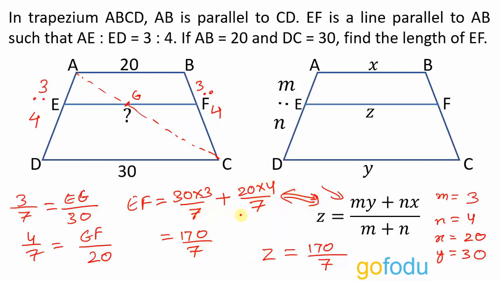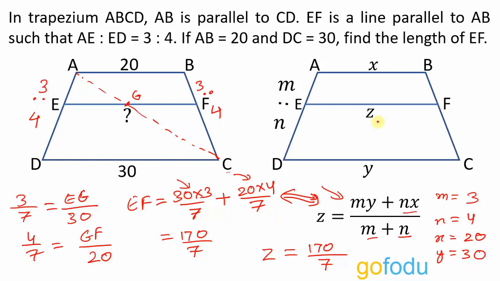The result that we are getting here is nothing but this formula only. Right, m is 3, y is 30, so we get 3 into 30. Here we have 3 into 30. Then we get 4 into 20. Here we have 4 into 20. Then we have 4 plus 3, 7. We have 7 in the denominator.